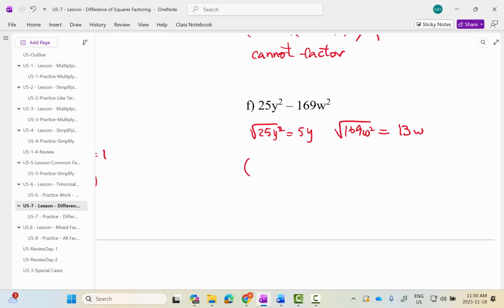So what does that mean? Well, I can draw two brackets now. And to get 25y squared, I have to do 5y times 5y. And then to get 169, you have to do 13w times 13w. One has to be negative. The other has to be positive.